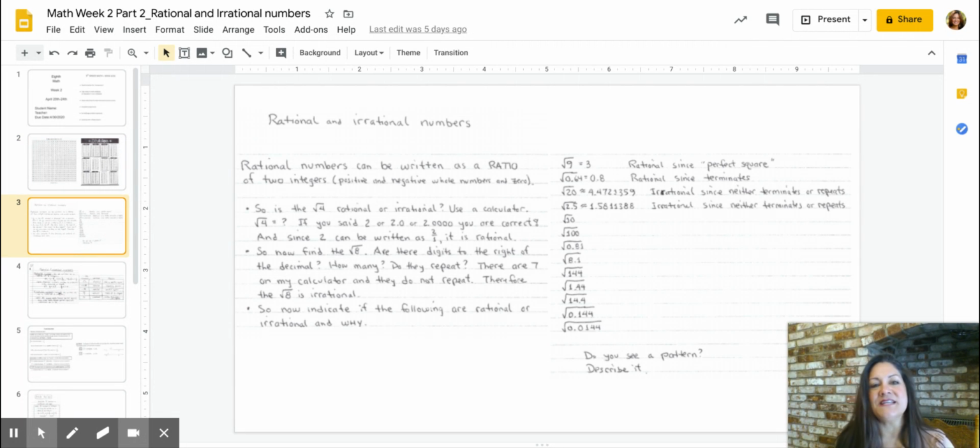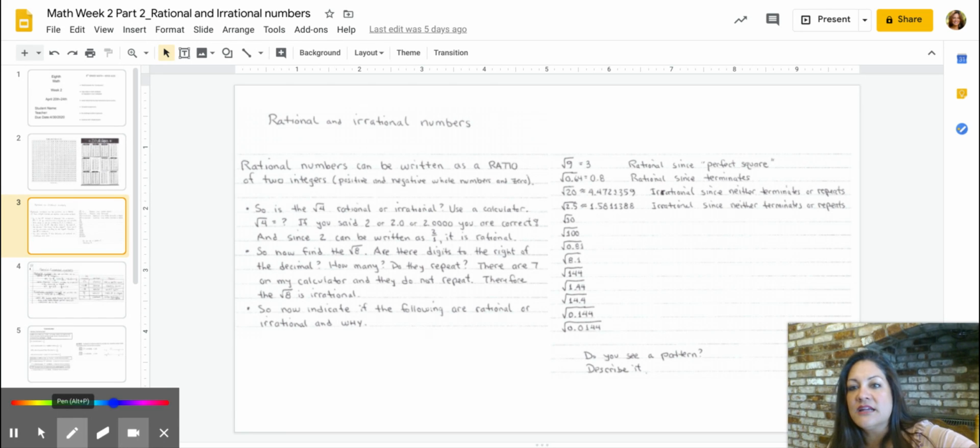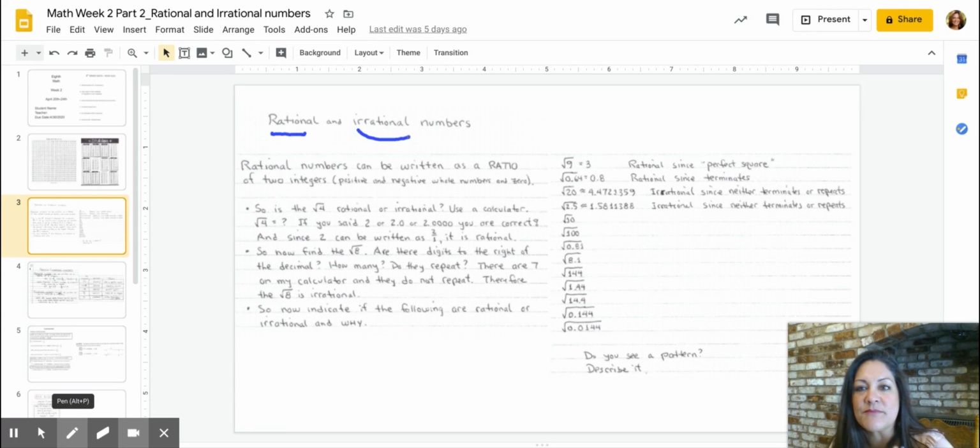All right, this brings us into our introduction. And I'm going to do my best with how to write on this page because my stylus just doesn't let me write small. So let's go ahead and get started. Here we are, rational and irrational numbers.